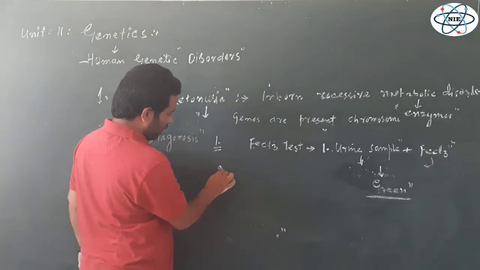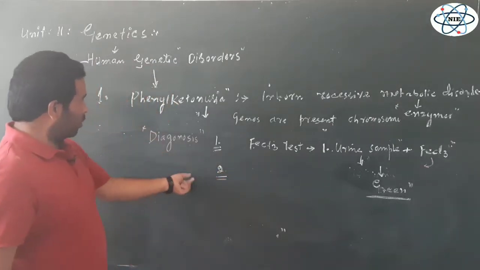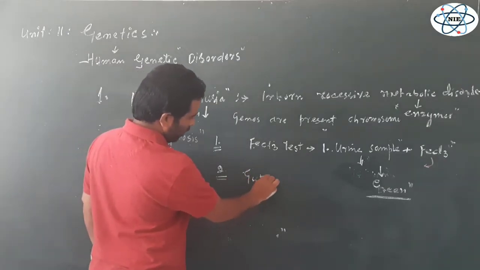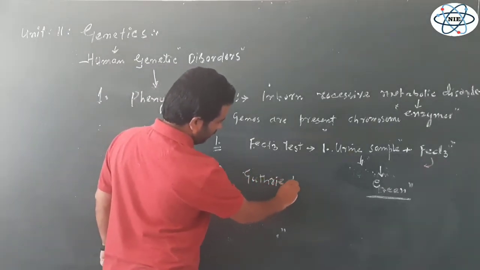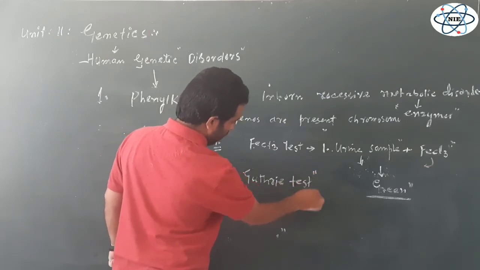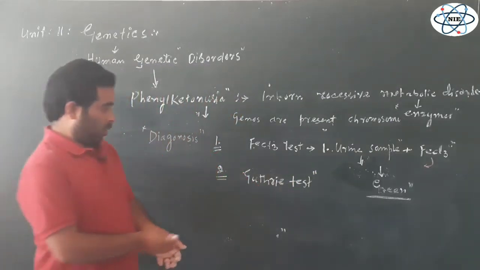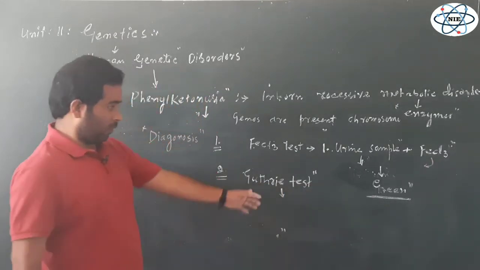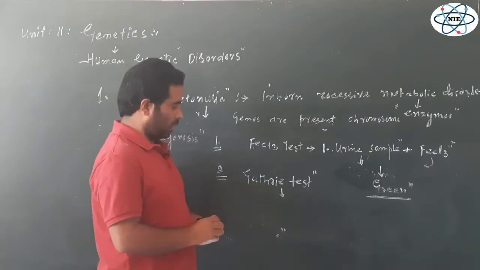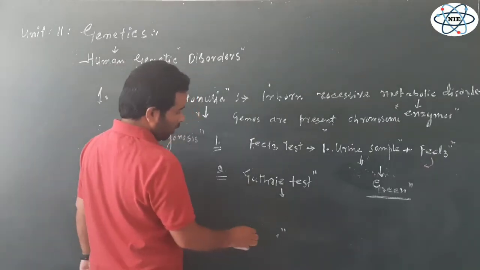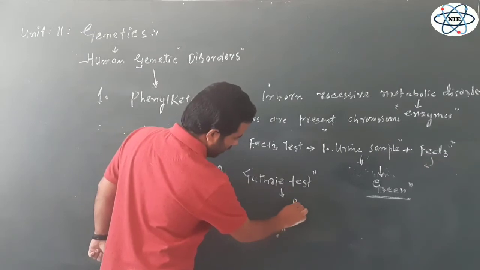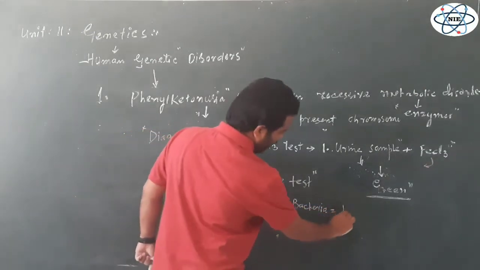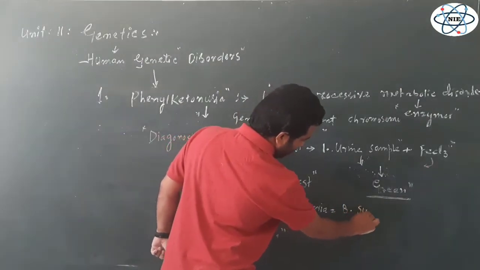Now another test for diagnosis of this phenylketonuria is known as Guthrie test. It is named after Dr. Robert Guthrie, who developed this test to detect the presence of phenylalanine in the blood of the patient. And in this test, we use a bacteria that is known as Bacillus subtilis.